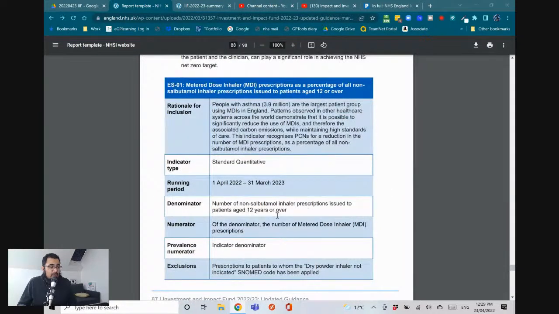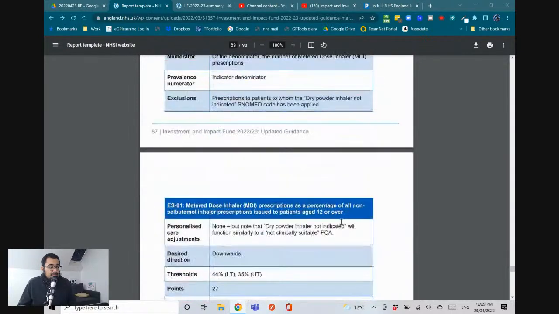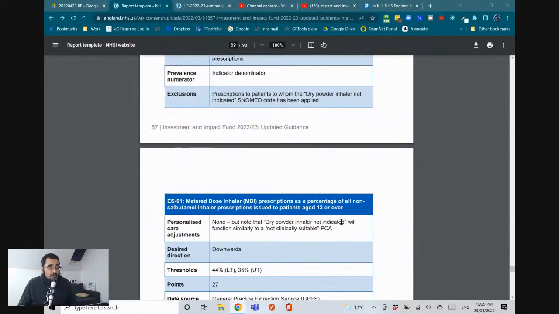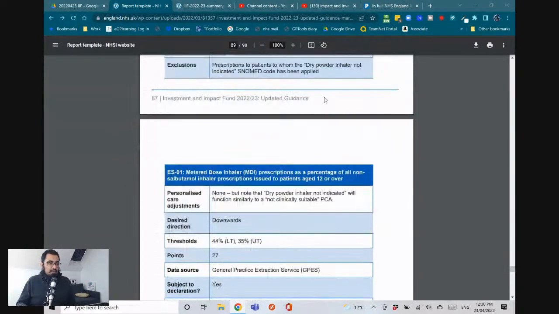So the number of non-salbutamol inhaler prescriptions issued to the patients aged 12 or over is the denominator, and the numerator is the number of metered dose inhaler prescriptions. It is a downward trend, so they want us to move away from MDIs. The exclusions are prescriptions to patients where dry powder inhaler not indicated has been applied. So if patients don't like or can't tolerate the dry powder inhalers, then adding that code in is really important. PCA none, but note the dry powder inhaler code will function similarly to a not clinically suitable PCA.